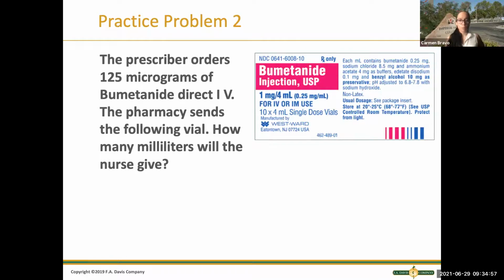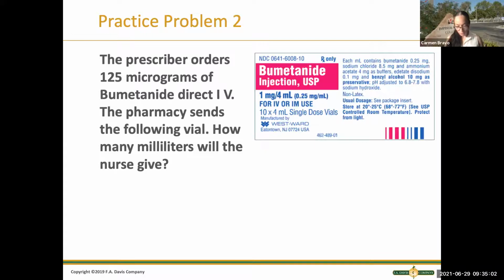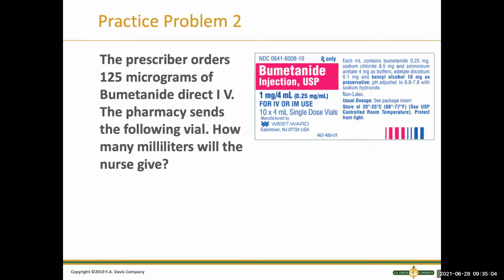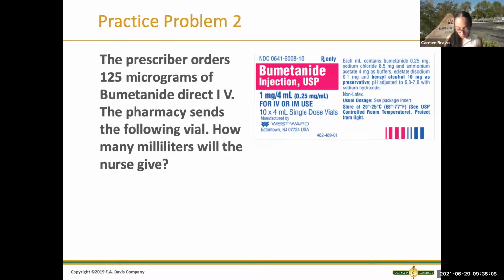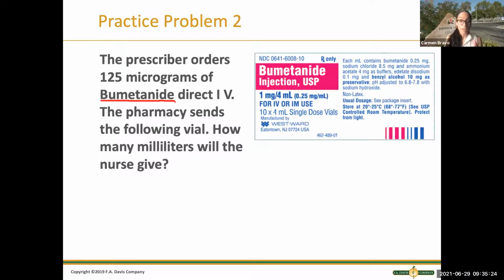So let's work on this problem. It says the prescriber orders 125 micrograms, mcgs, of bumetanide, direct IV. Bumetanide is a very strong diuretic, so usually the dosages for bumetanide are really, really small because it's very aggressive. A diuretic is a water medication. It takes out the excess water from the body.